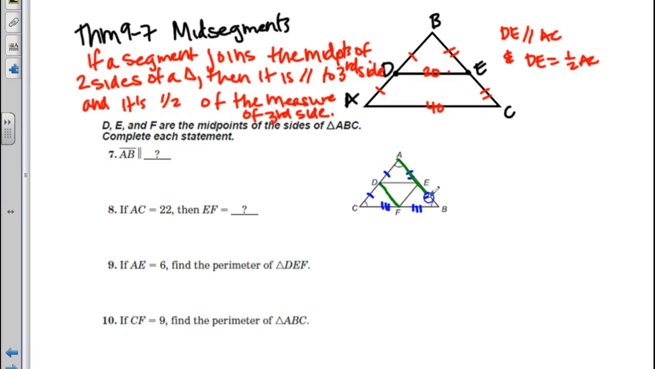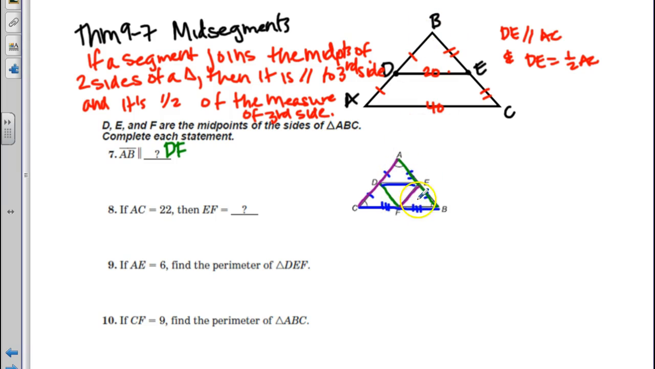So the greens are parallel to each other. The blues are parallel to each other. And the purples are parallel to each other. All right, now we're ready. Okay, so AB green is parallel to DF. All right, if AC, there's AC, is 22, how long is EF?